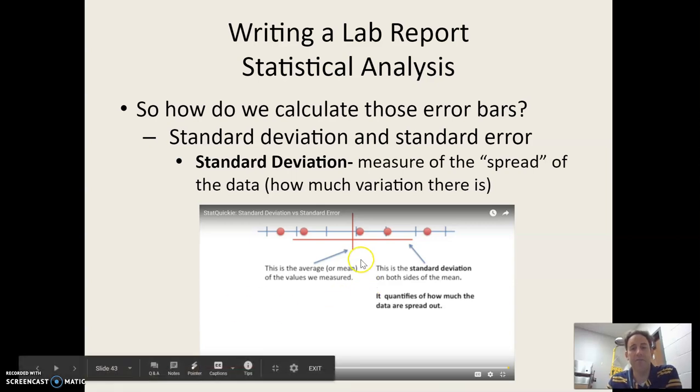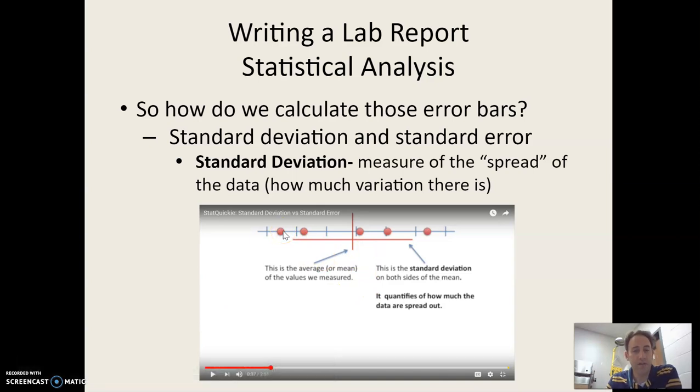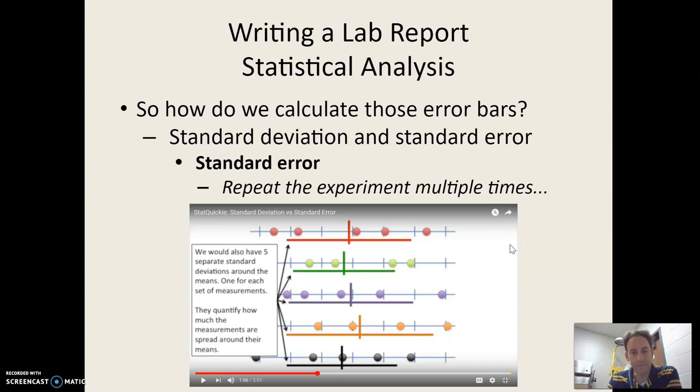This is a screenshot from that video I mentioned, and in this video, they did 5 trials where they just measured the weight of different mice, and they plotted those values. So 5 different mice, 5 different weights. The mean, or average, is here, and the standard deviation is this spread of the data.